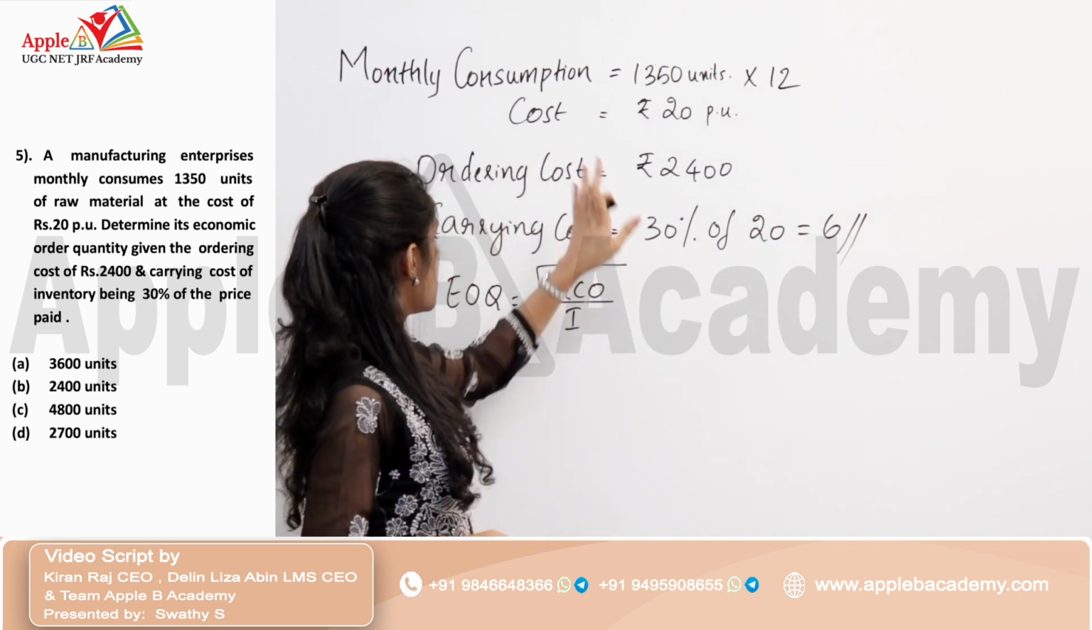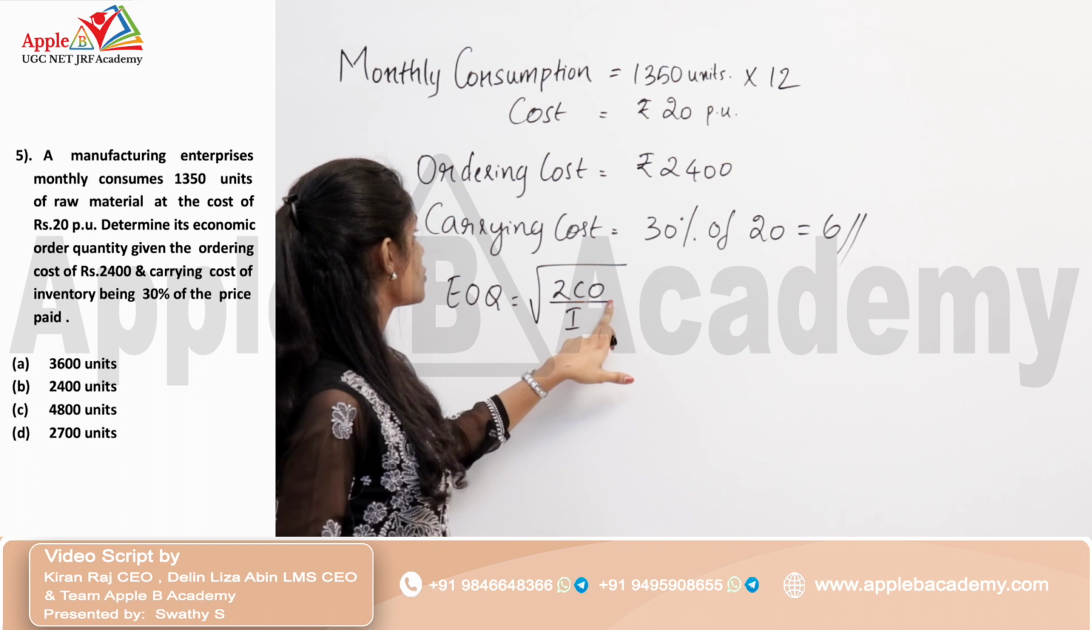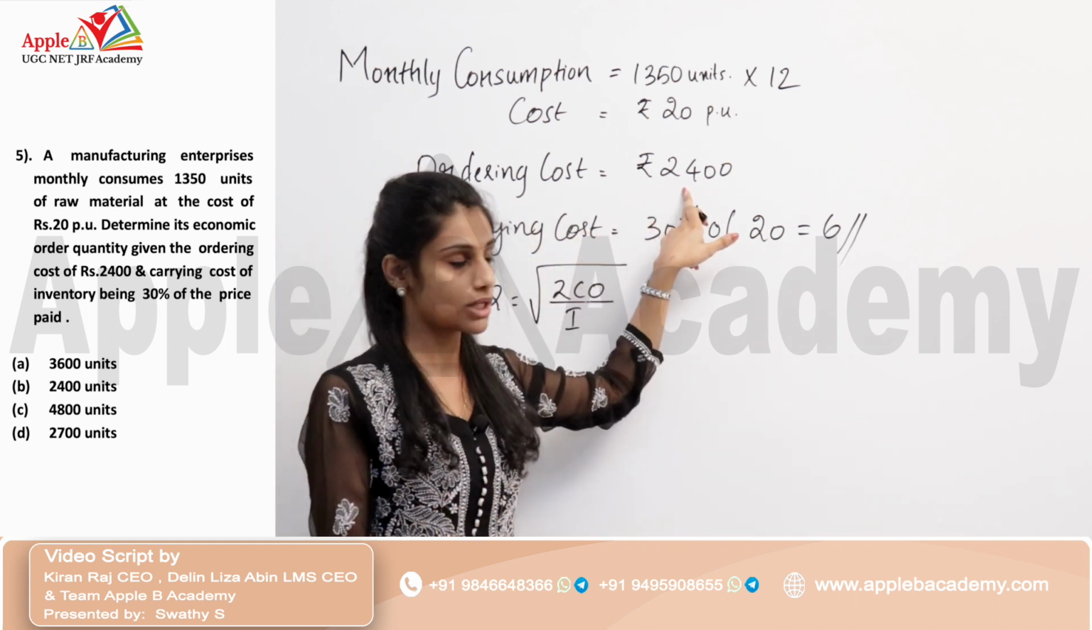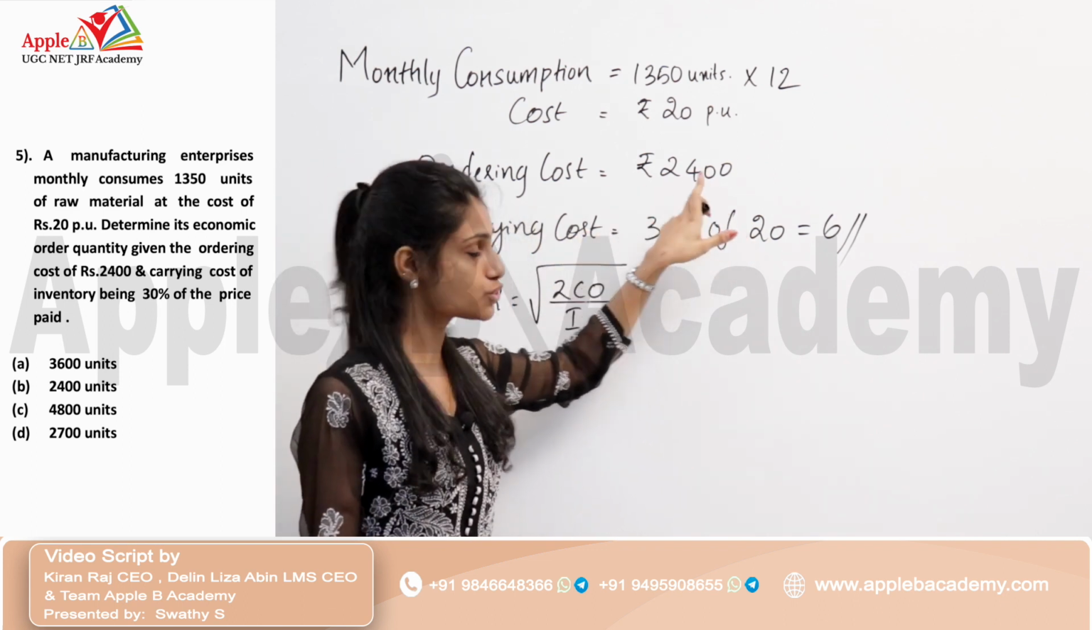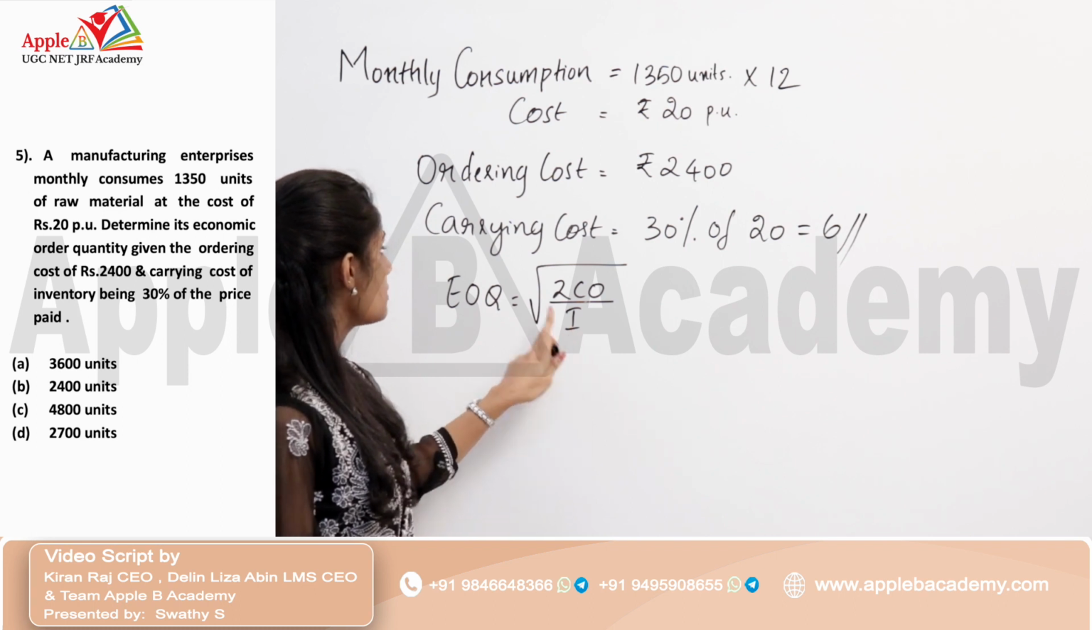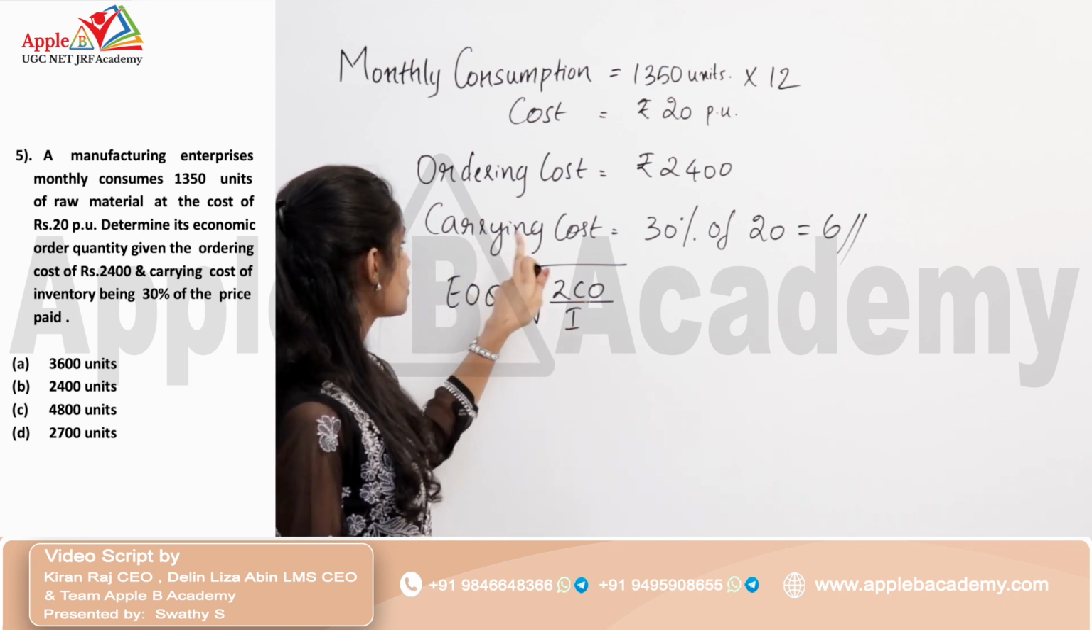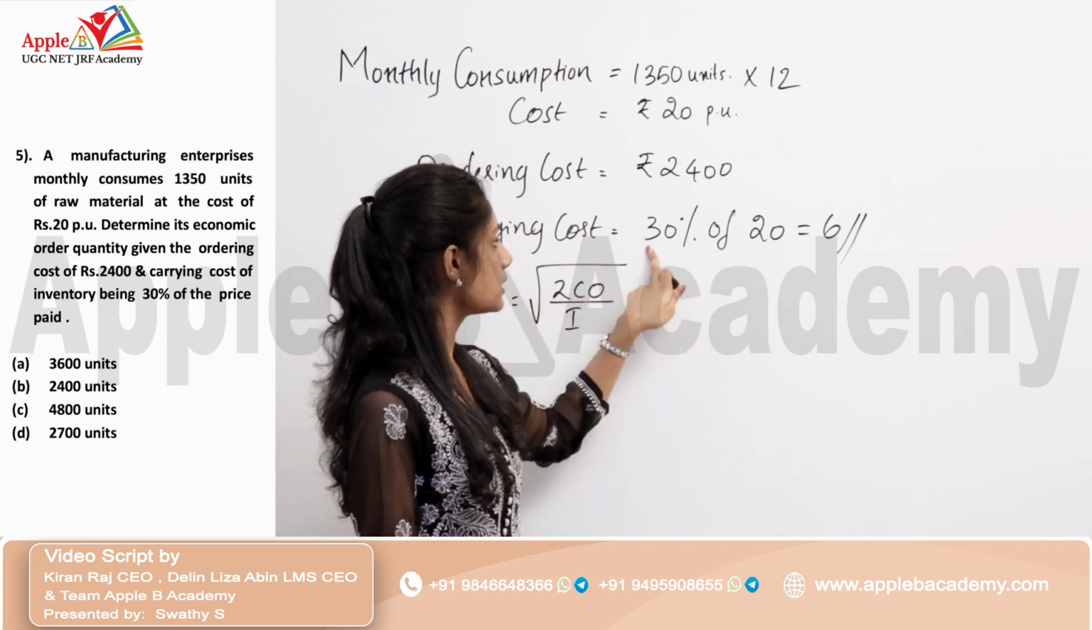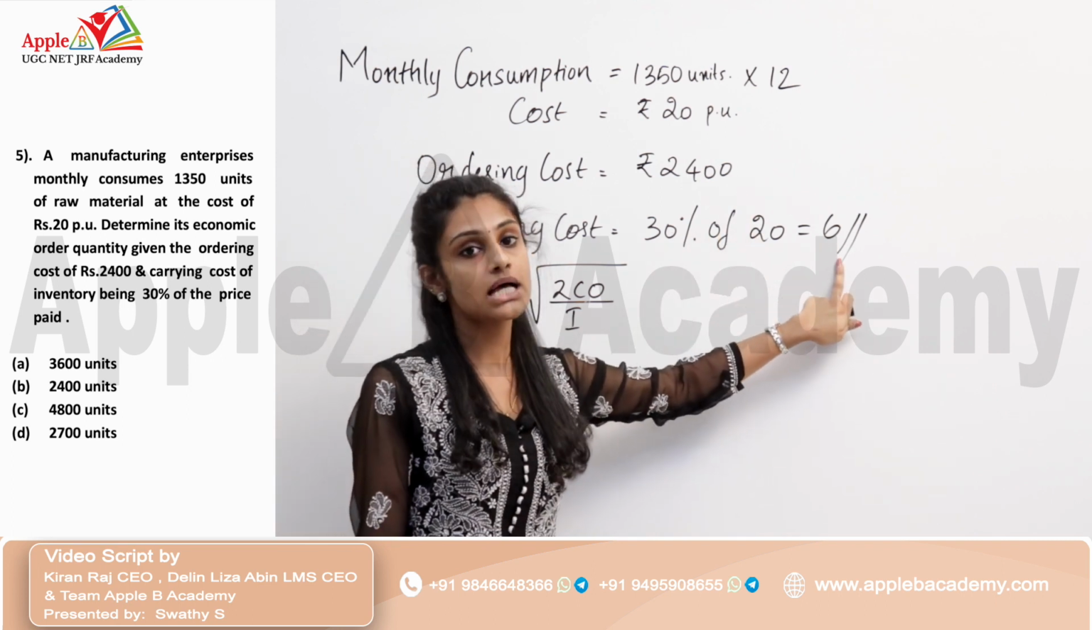Then O means ordering cost. Ordering cost is per order. So per order it is 2400 rupees. And what about I? I means the carrying cost or holding cost. So that is 30% of the price paid. 30% of 20 means it is 6.